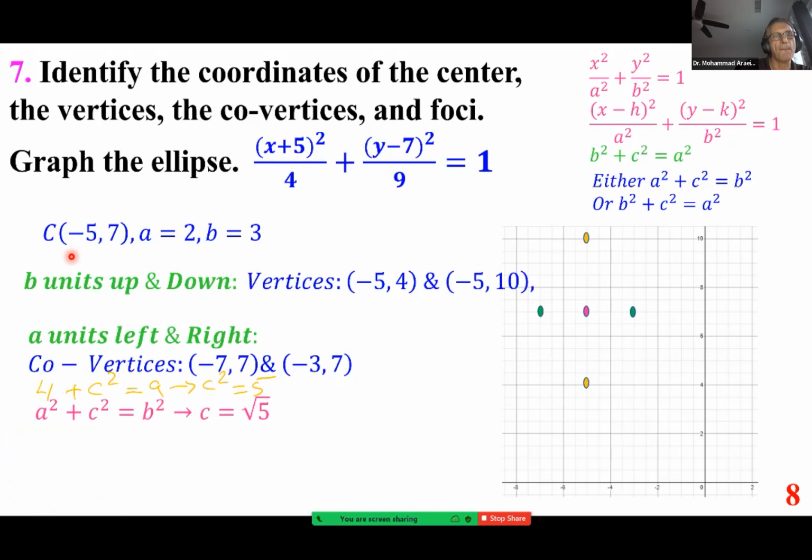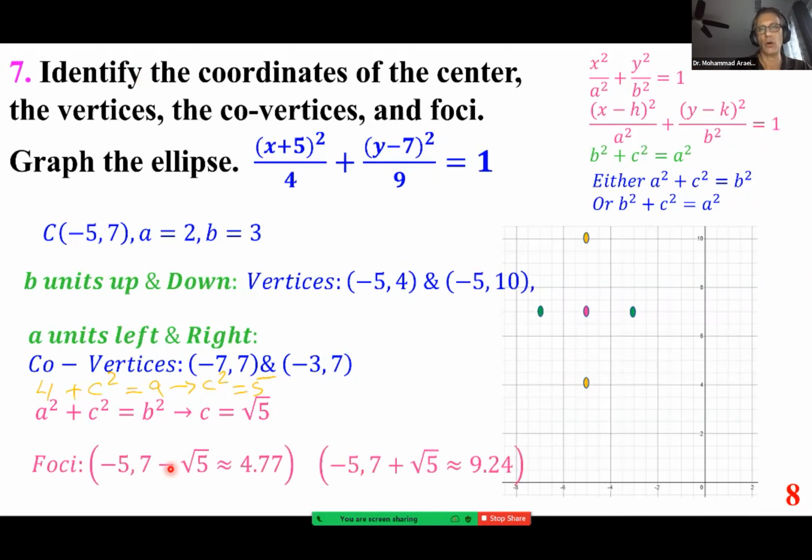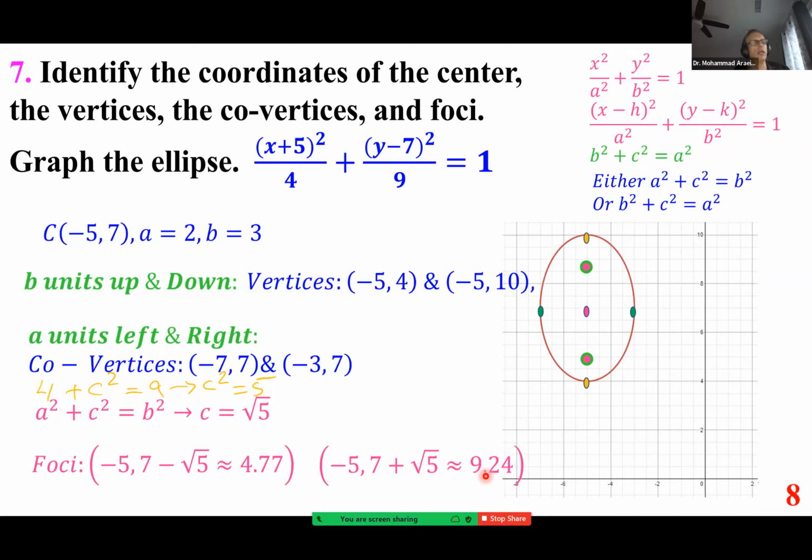Which means you go back to the center, and the foci are also located along where it's elongated, along the line of the vertices. If it was elongated along the x-axis, you would go to the right and left this much, but it's elongated along the y-axis. You go back to the center, up and down by this much. So if we go down, we subtract it. If we go up, we add it. And again, this is precise, but for the sake of graphing we use an approximation. Put them all together. Here's the graph, and we're done with that.